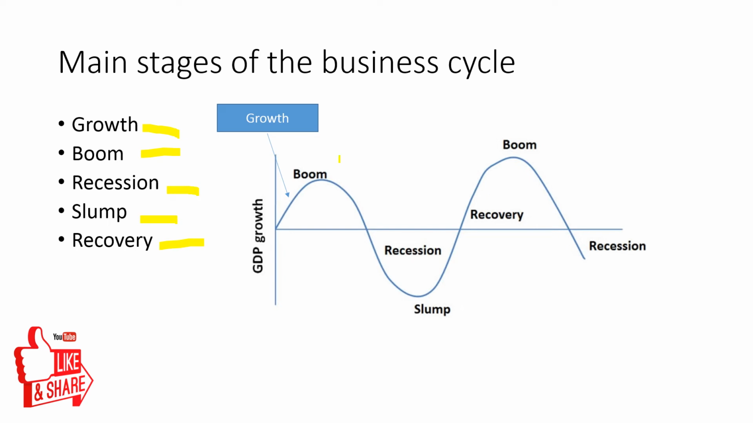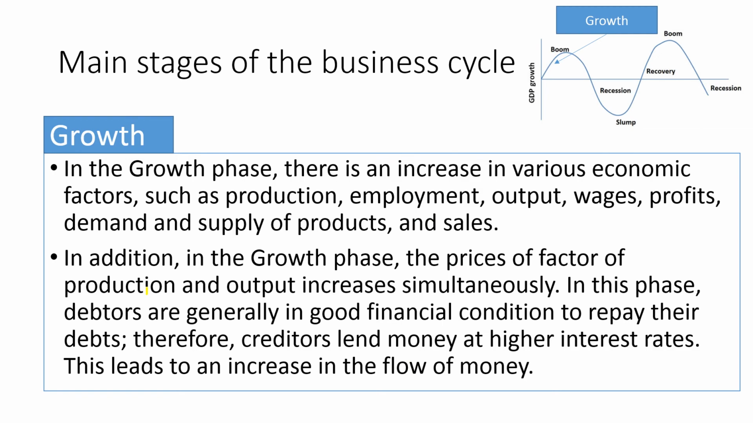This is a business cycle graph. Each point represents different stages of the business cycle. Okay, and now we're going to cover each of these individually to understand what they mean.